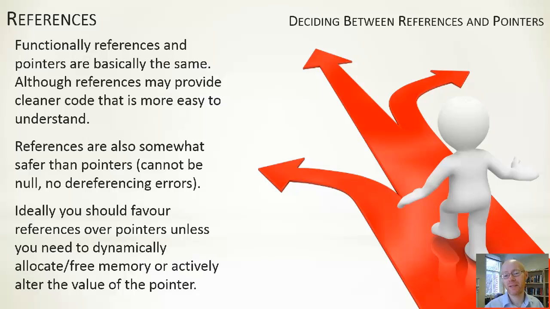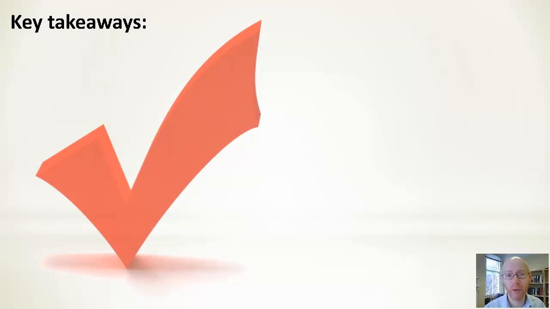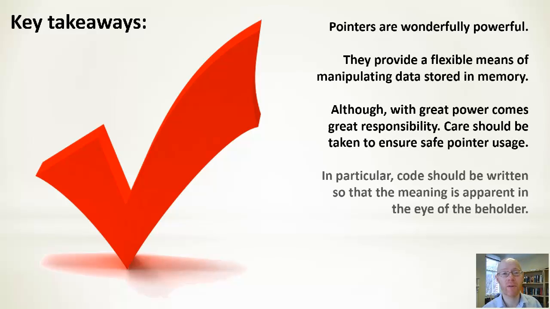Key takeaways at the end of this, bit of a mixed bag. Pointers, they're powerful, they really are powerful. They give you a lot of low-level control as a programmer, we can choose what we want to do, and C++ gives us the freedom to do that, to provide a flexible means of manipulating data stored in memory. And a lot of fancy high performance things will look at more efficiently moving about memory.